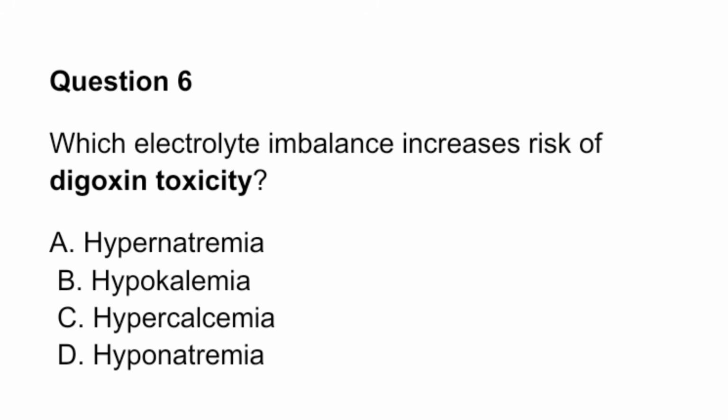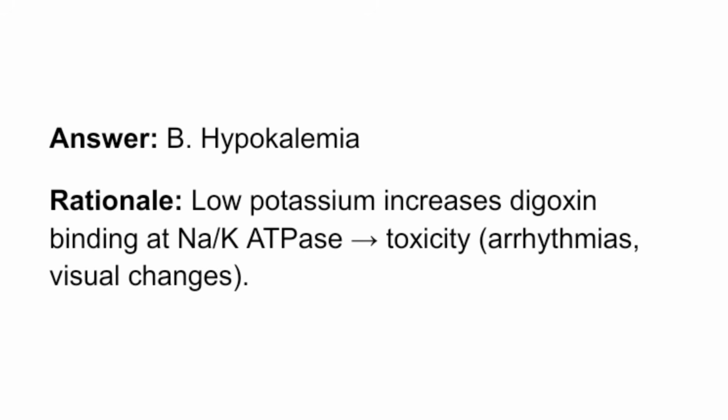Question 6. Which electrolyte imbalance increases risk of digoxin toxicity? A. Hypernatremia. B. Hypokalemia. C. Hypercalcemia. D. Hyponatremia. Answer: B. Hypokalemia. Rationale: low potassium increases digoxin binding at Na-K-ATPase, leading to toxicity, arrhythmias, visual changes.